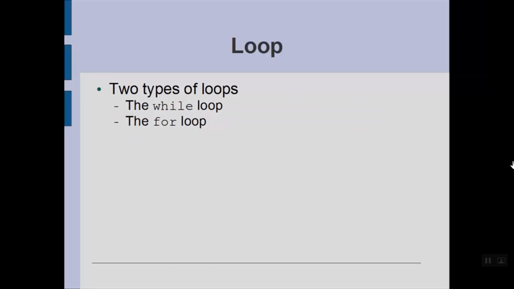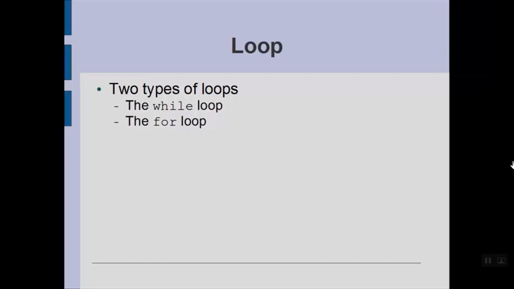Okay, so what are the different kinds of loops that we have in Java? In Java we have two types of loops: the while loop and the for loop. As we look at the structure of the loops, you'll see that they are a little bit different, but the functionality is exactly the same. So you can always replace a while loop with a for loop, and a for loop can always be replaced with a while loop.